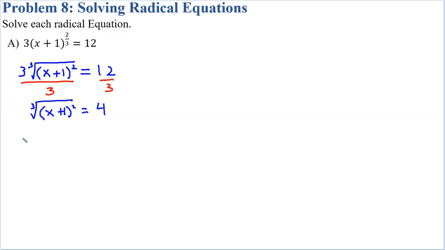And then what I can do with the next step is get rid of the root. I'm going to raise both sides to the third power to cancel out that third root. That'll leave me with just a x plus 1 squared on the left. All right, is equal to a 4 to the third power is a 64.